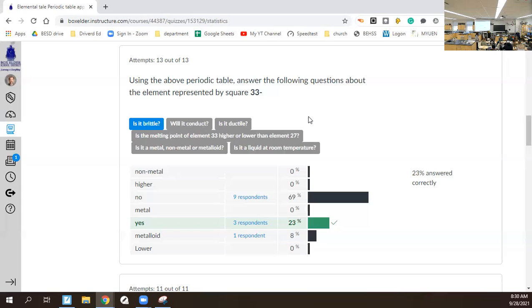So if it's a non-metal, is it going to be brittle or non-brittle? Give me a thumbs up if it's brittle. Seeing some thumbs up. Why is it brittle? It's more like a non-metal. So we should say it is brittle for metalloids. Metalloids are going to be brittle. What's the opposite of brittle? What's the word for that?